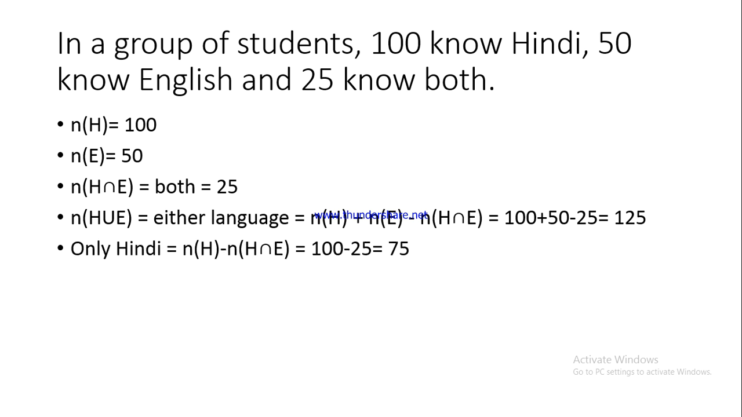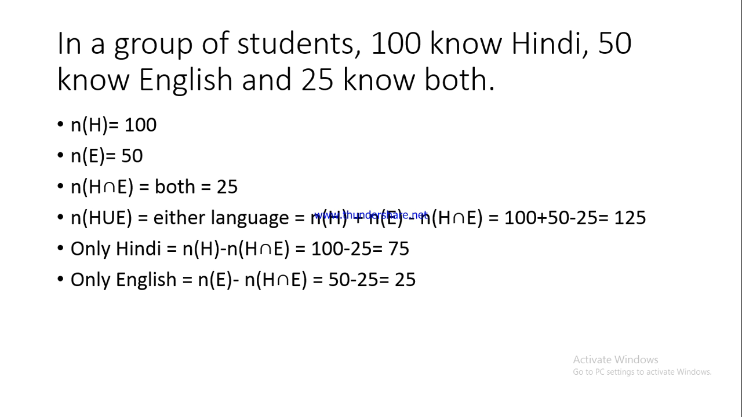Now if I need to find out only Hindi, and we had discussed this formula in the earlier video sessions also, in that case what you'll have to do is from n(H), that is the number of students that know Hindi, you'll have to subtract n(H intersection E), which is the number of students who can speak both the languages. And so we have done it here also. 100 minus 25 is equal to 75. We have put in the values from the first line and from the third line. So this is what we'll get here. Only Hindi, you can cross check.